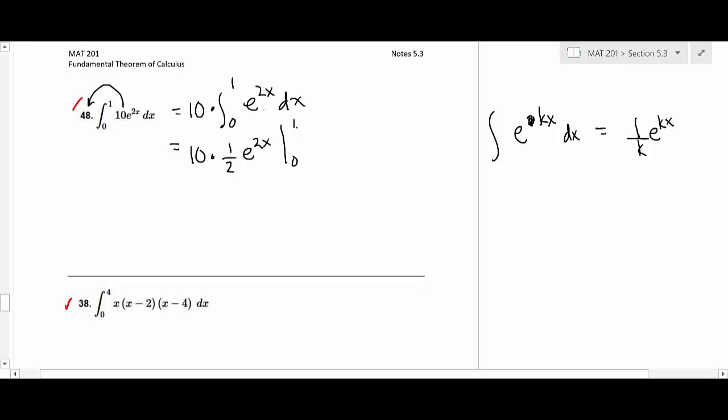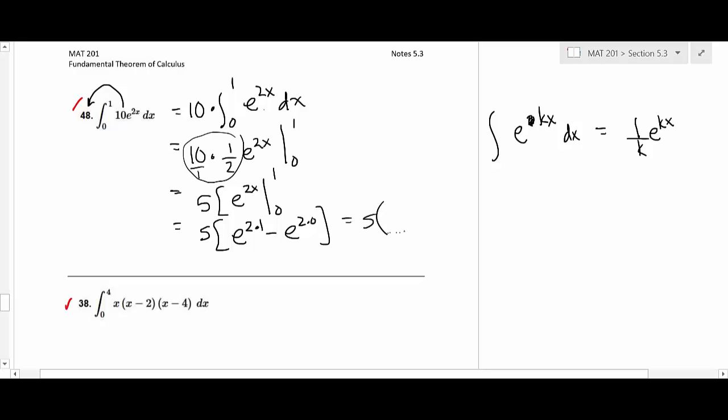Now this stuff right here, that's just a constant. So you could reduce that 10 over 2 to 5. And then all you've got to do is evaluate the antiderivative from 0 to 1. I always recommend, to make your arithmetic easier, if you have a constant, just pull that out, evaluate your antiderivative, then multiply by 5. It's easier that way. Now we just plug in the 1. So we have e to the 2 times 1 minus e to the 2 times 0. So that's going to be 5 times e to the 2nd minus e to the 0.